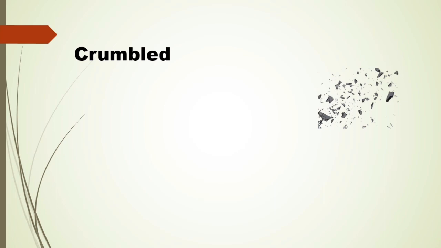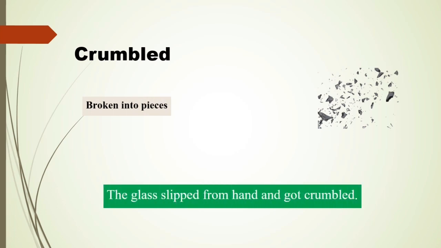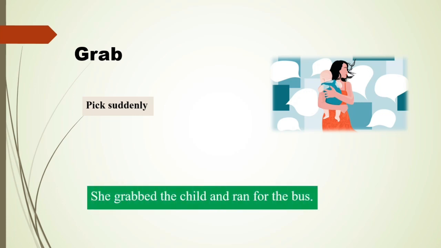Crumbled, it is crumble, and it means broken into pieces, and it can be used in a sentence like: the glass slipped from hand and got crumbled. Grab means pick suddenly, and it can be used in a sentence like: she grabbed the child and ran for the bus.